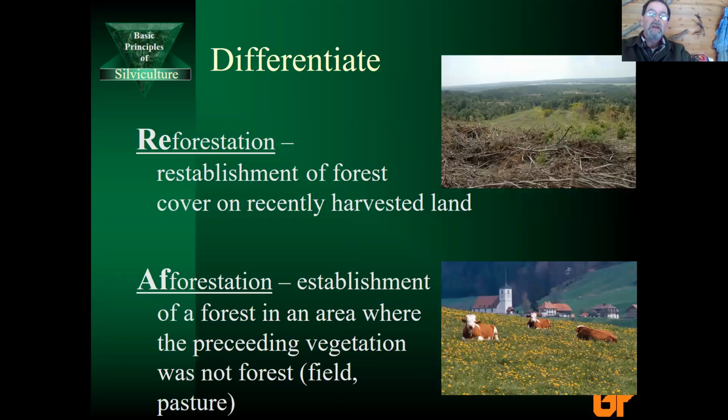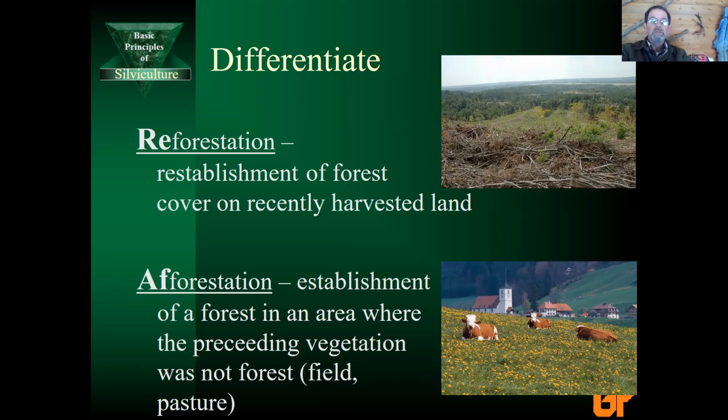Now, we need to differentiate between the words reforestation and afforestation. Oftentimes the word reforestation is used for both these examples, but there's a difference. Reforestation is the reestablishment of a forest on land that was prior forested. In other words, it was a forest, you harvested it, and then it's going to revert back or come back or be planted back to a forest.